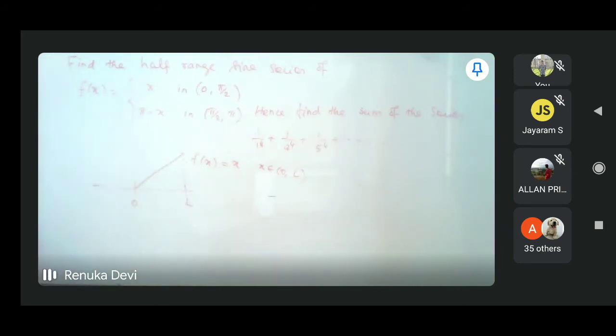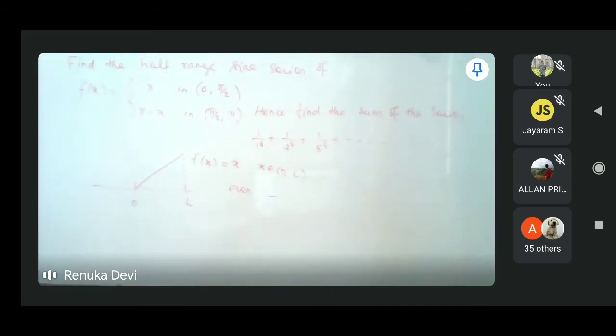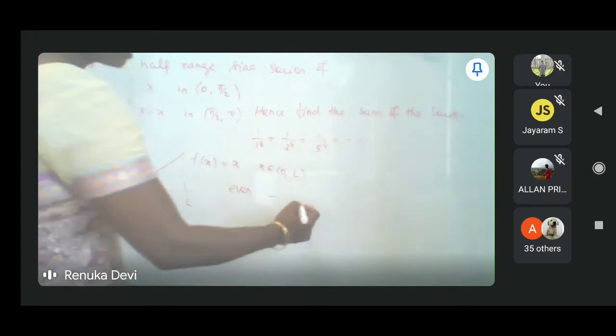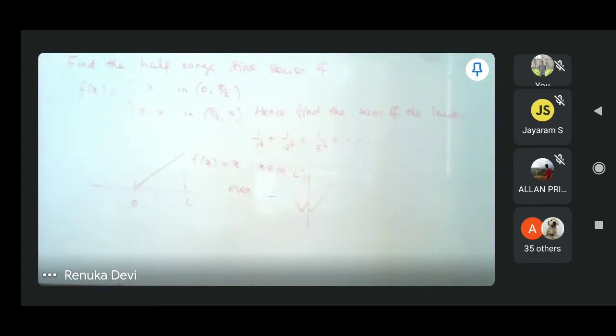Okay. And then for the even extension, previous problem we have done the even extension. How will you do this? It should be symmetric about what? Symmetry about the y-axis. If it is like this, we have done, no, like this. This is symmetry. You just see the distance, this should be okay. So this is even extension.